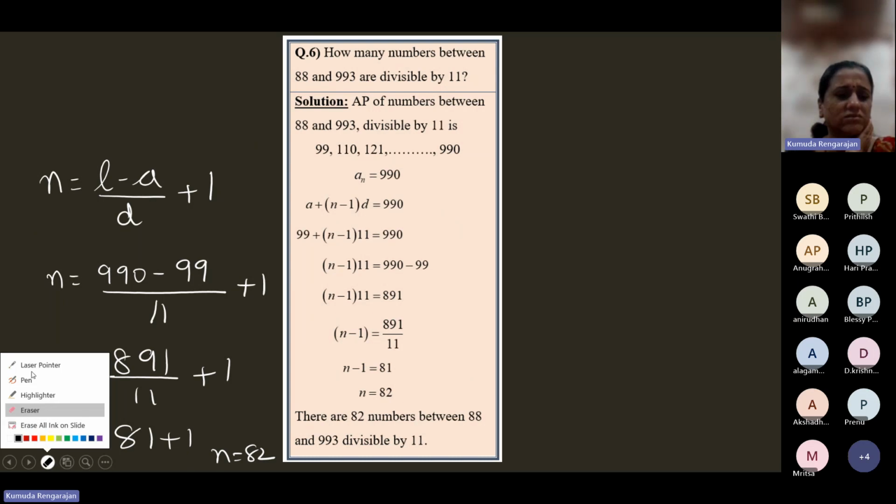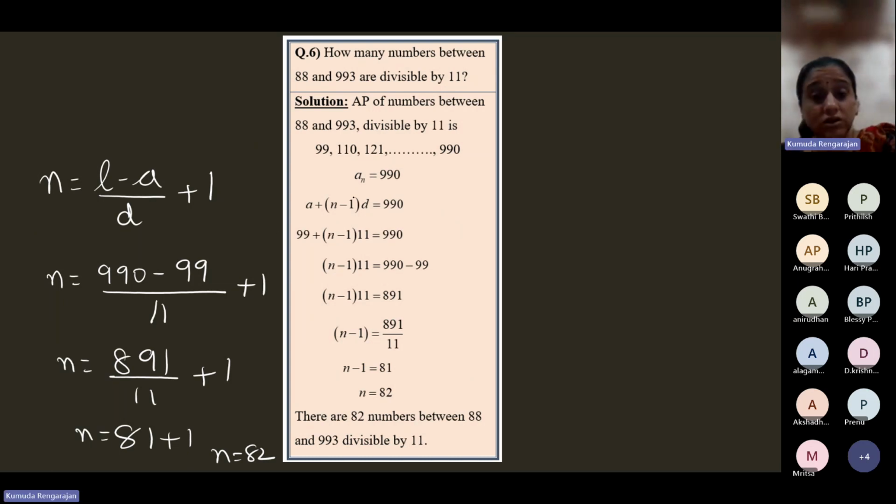There's no reason. If your teacher always uses this method to find n, please do that. It's not wrong, you will not get marks deducted, nothing of that sort.